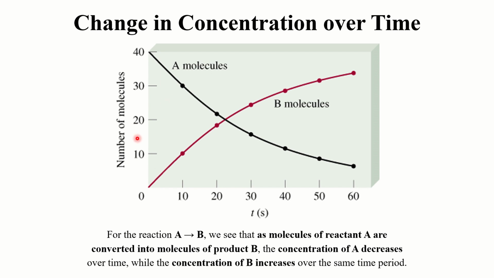If you were to observe this and record this data, it might look a little something like this, where you have number of molecules or concentration, some sort of concentration value on the y-axis and time on the x-axis. So suppose we start with 40 molecules of A, our reactant, and none of B, the product. Here we can see that as molecules of reactant A are converted into molecules of product B, the concentration of A is decreasing over time, while the concentration of B is increasing over that same time period.